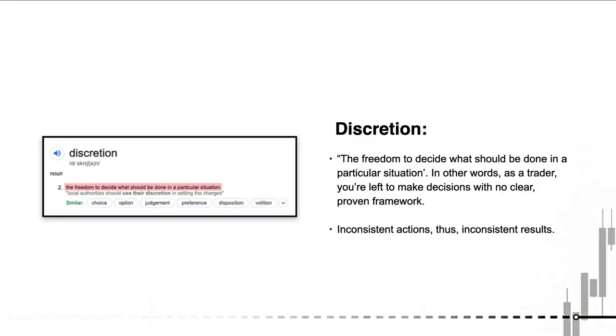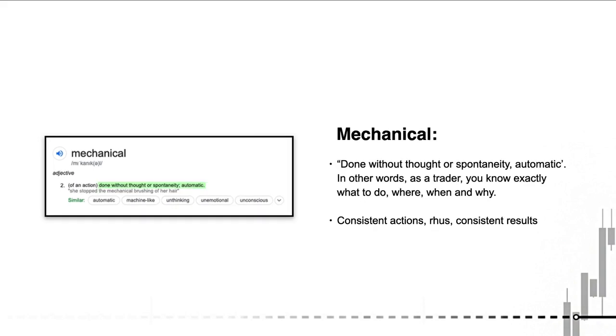See, the dictionary definition of discretion, the very thing that was holding me back all along, is the freedom to decide what should be done in a particular situation. Or in other words, as a trader, you're left to make decisions with no clear proven framework, inconsistent actions, and thus inconsistent results. Whereas the dictionary definition of mechanical is done without any thought or spontaneity, automatic. Or in other words, again, as a trader, you know exactly what to do, where, when, and why. Consistent actions, and thus consistent results.